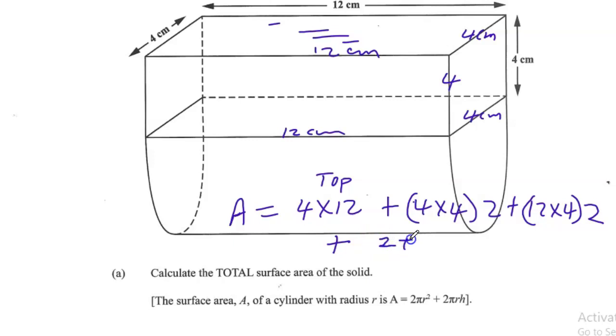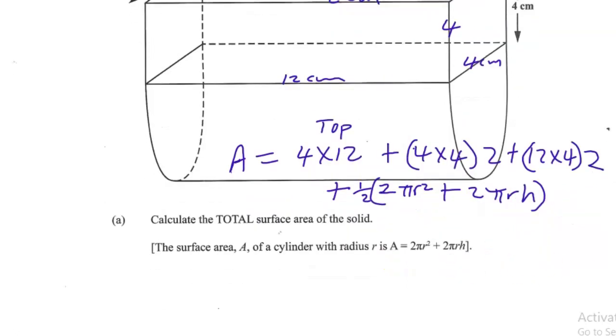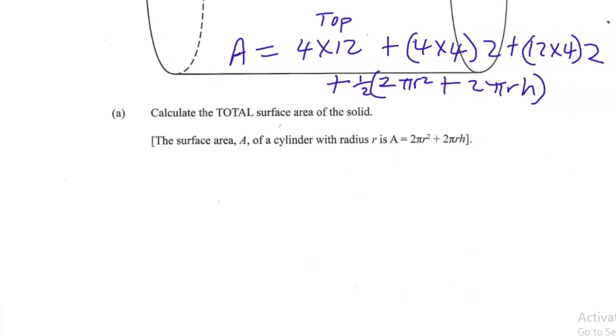So that would be 2 pi r square plus 2 pi r h. But we only want a half of that, so times half. Let's fill in some values now. So A, so 4 times 12, that's 48. Plus 4 times 4, 16. 16 times 2, that's 32. Plus 12 times 4, that's 48, and times 2, that's 96.